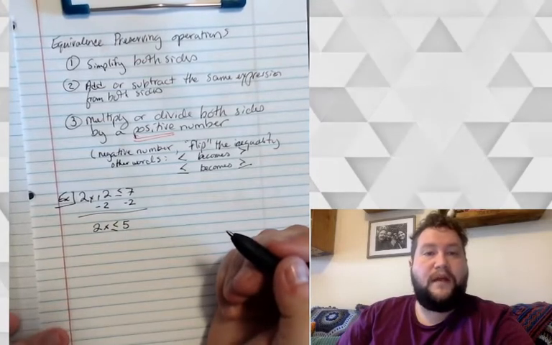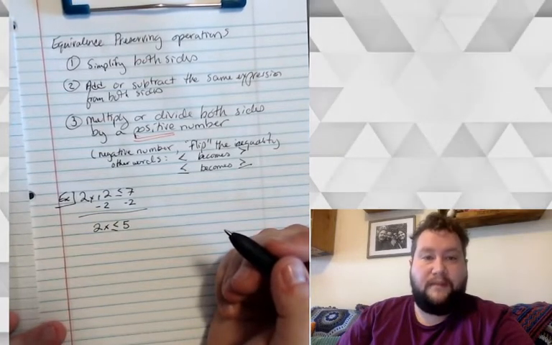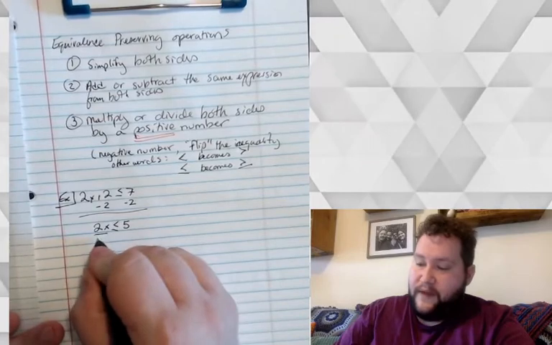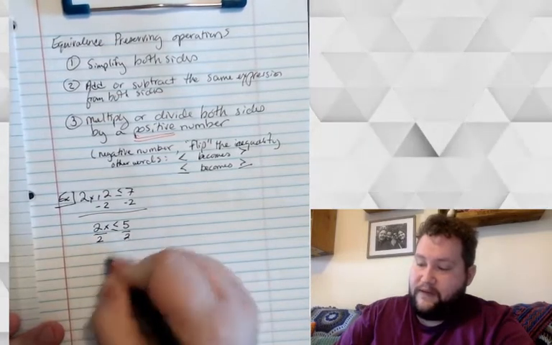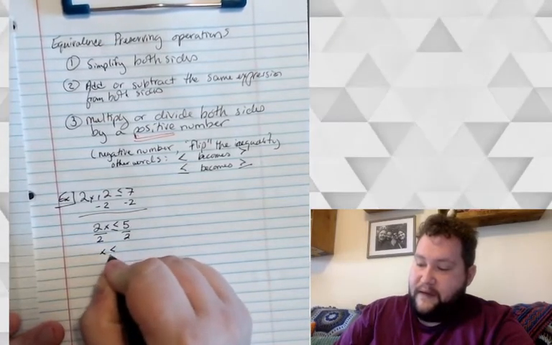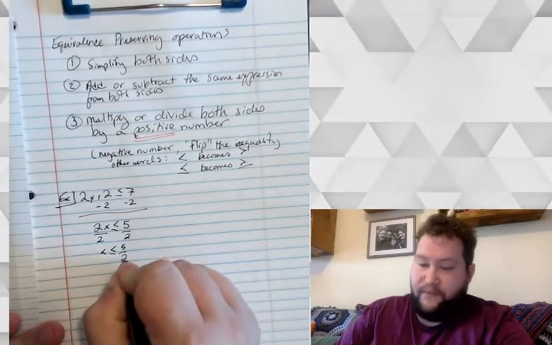And then we can multiply or divide both sides by a positive number. Well, that means we can divide both sides by 2. Nothing changes. We have x is less than or equal to 5 halves.